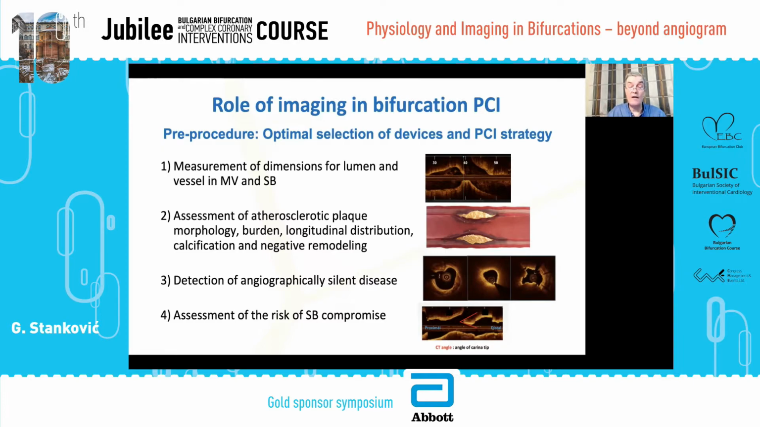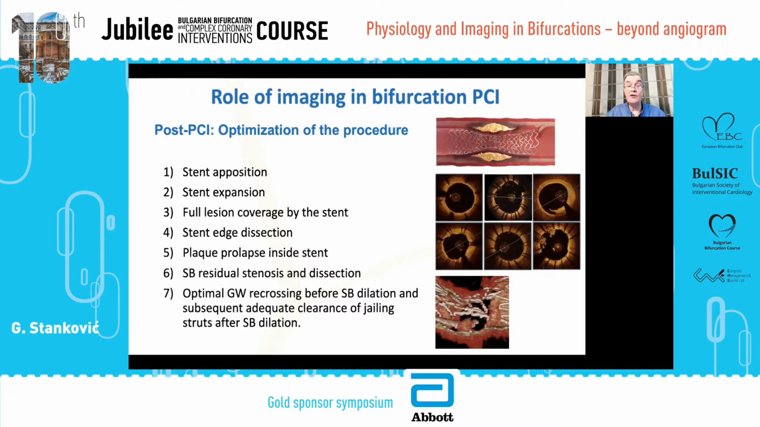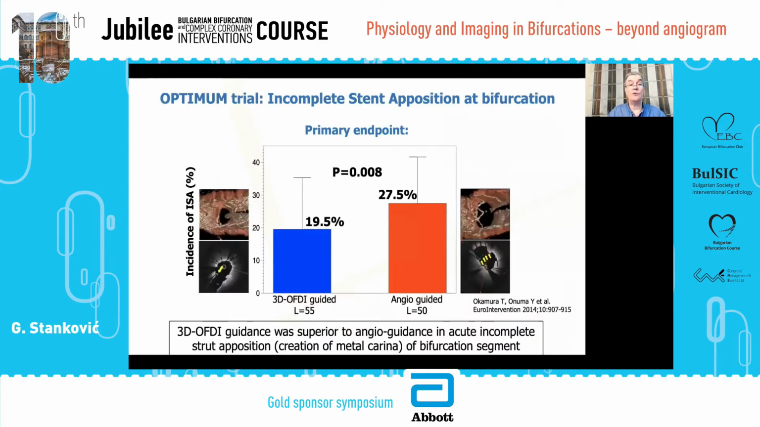We can detect angiographically silent disease, and in a cut plane we can also estimate the risk of side branch compromise. Optimization of the procedure allows assessment of stent apposition, stent expansion, full lesion coverage, presence of dissection, plaque prolapse, and side branch residual stenosis and dissection. During the procedure, a key component of OCT guidance is 3D OCT for optimal guide wire recrossing into the side branch, in order to remove jailing struts from the side branch ostium.